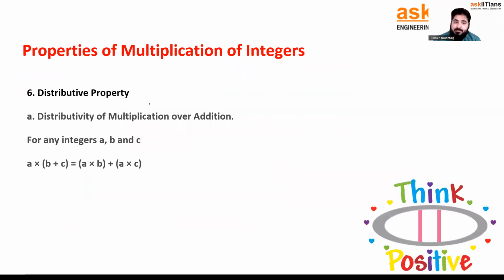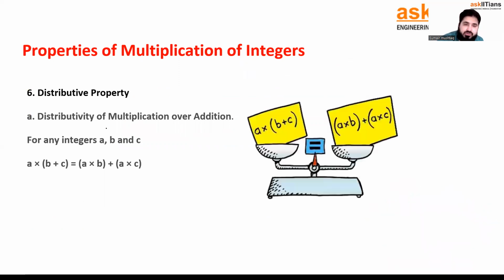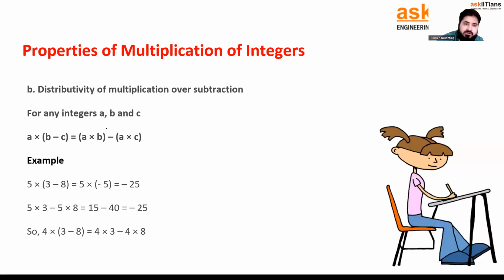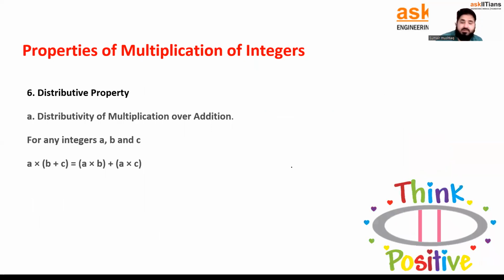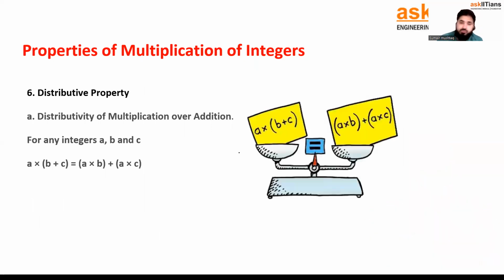Next is the distributive law. You can see that multiplication not only distributes over addition, it also distributes over subtraction, right? First of all, let me do the multiplication of this. If you have 2 multiplied by 3 plus 4, how much is it? That is 2 multiplied by 7, that is 14, right?